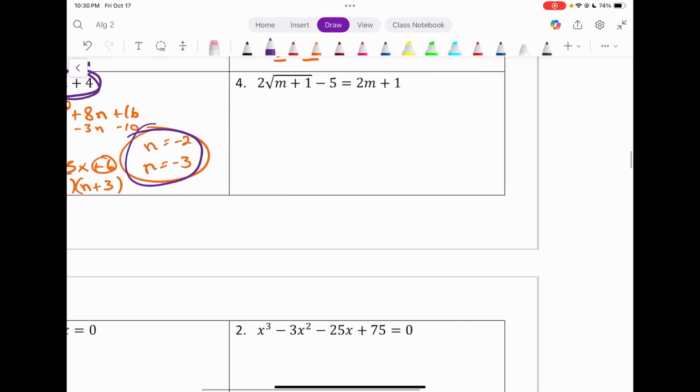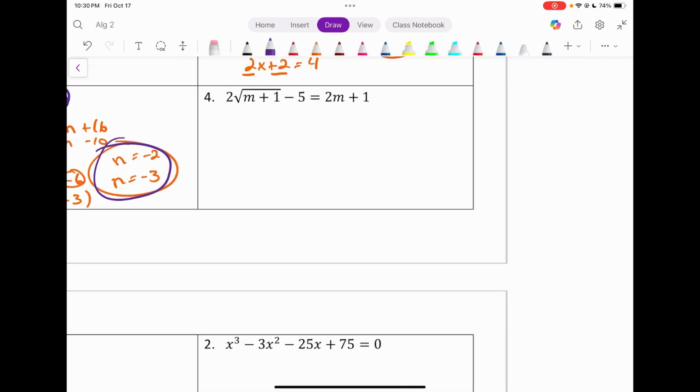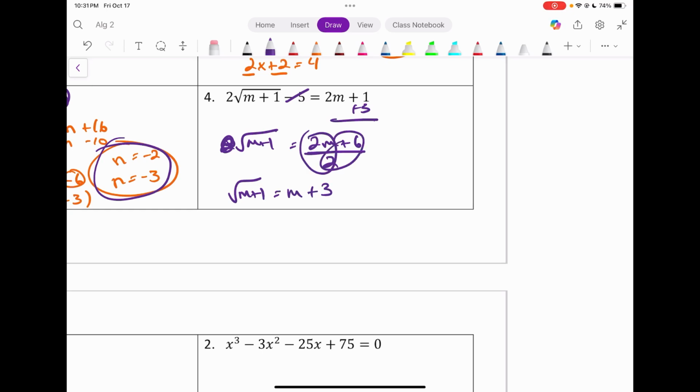Now, before you do that, sometimes it might require a little bit of cleanup. I'm just going to show you how to clean this up. We won't work it all the way out. To get rid of a minus 5, we're going to add 5. It gives me 2 times the square root of n plus 1 equals 2n plus 6. Since this is multiplied by 2, to move it over, we're going to divide by 2. Make sure you don't just do part of it divided by 2, but you do all of it. So the square root of n plus 1 equals 2n divided by 2 is n. 6 divided by 2 is 3. And you'd work it then just like we worked the last one.